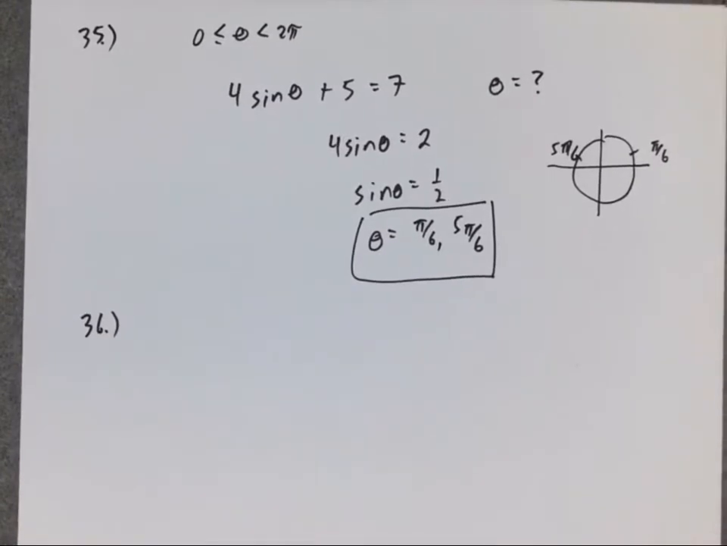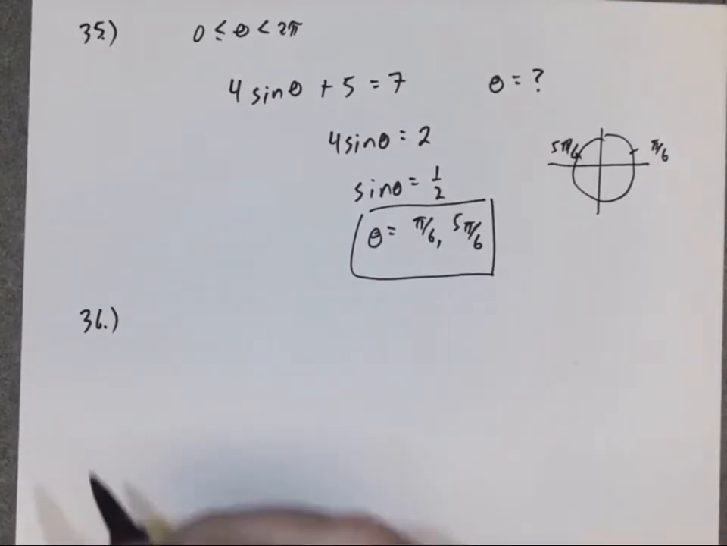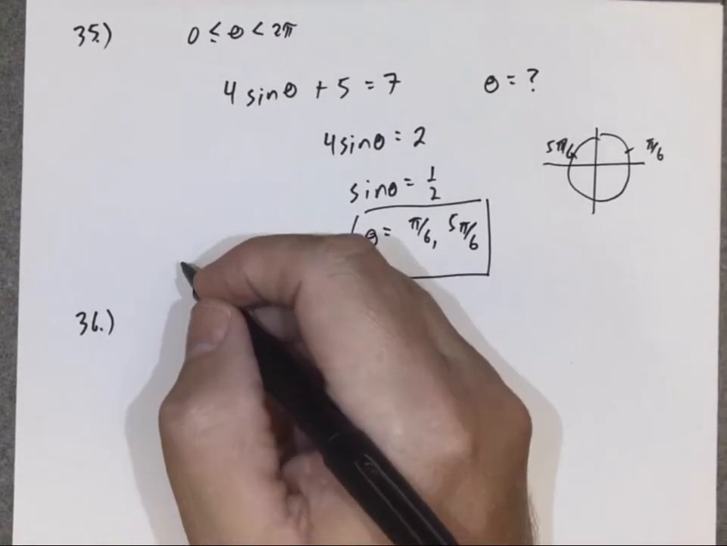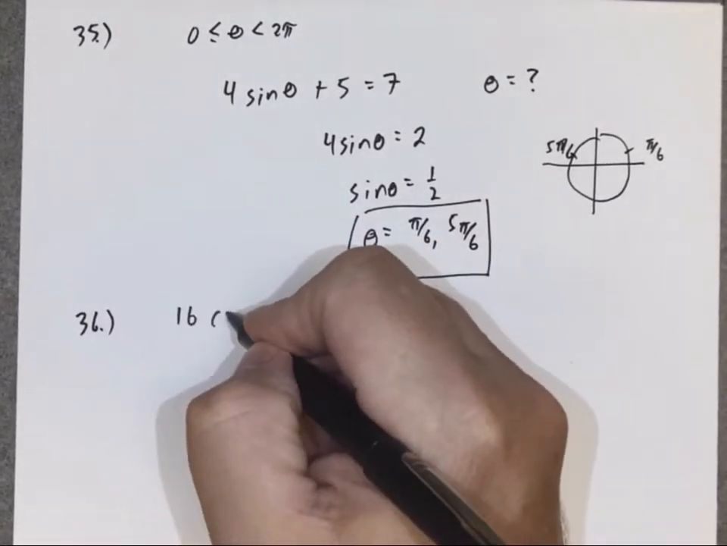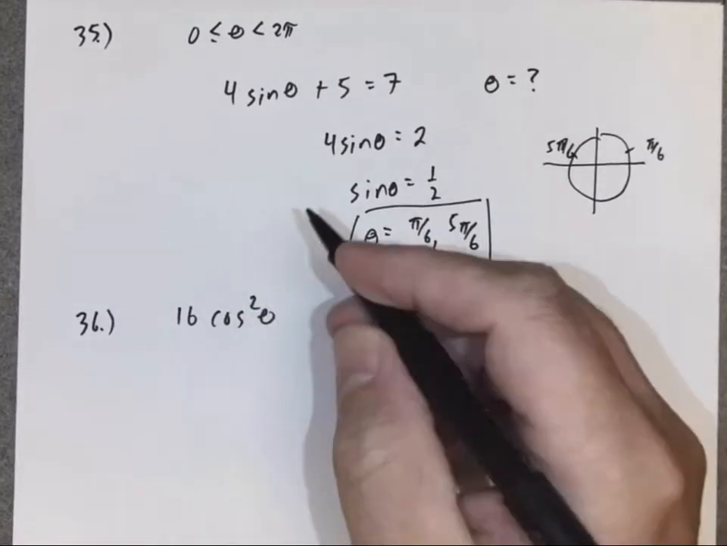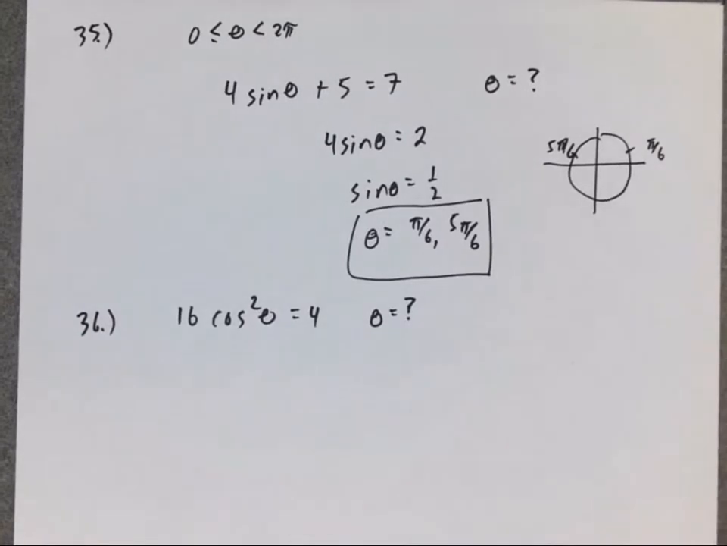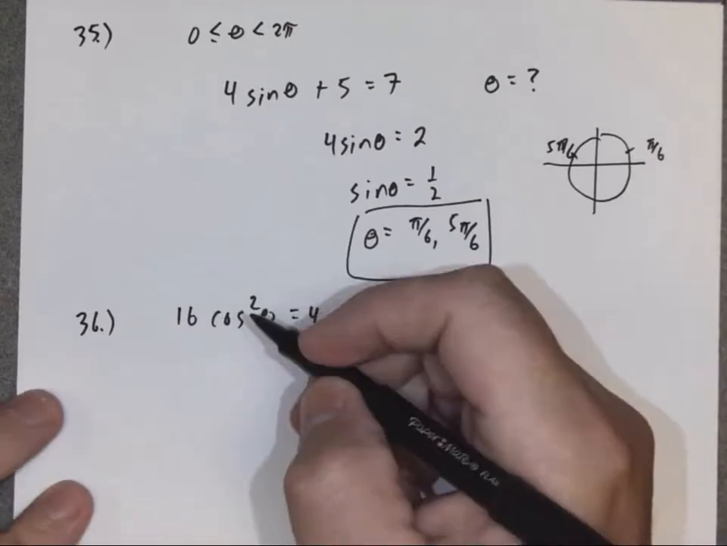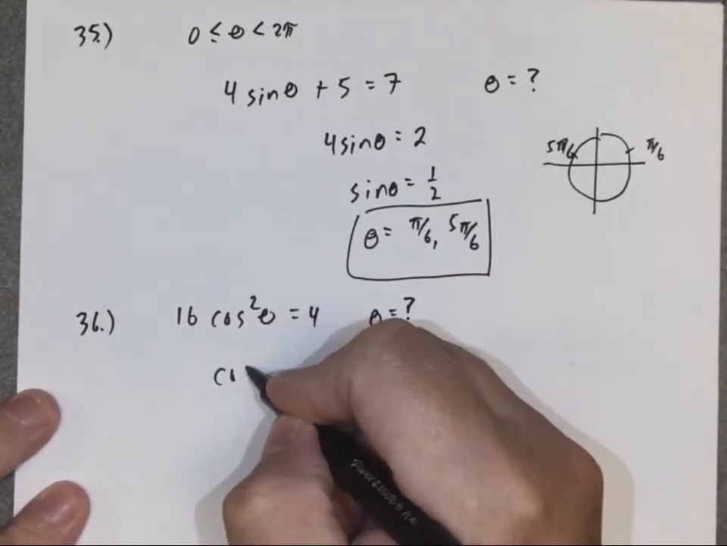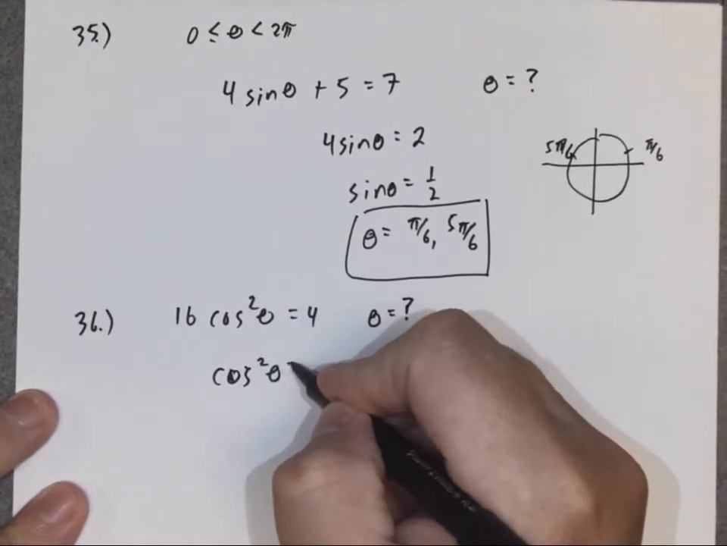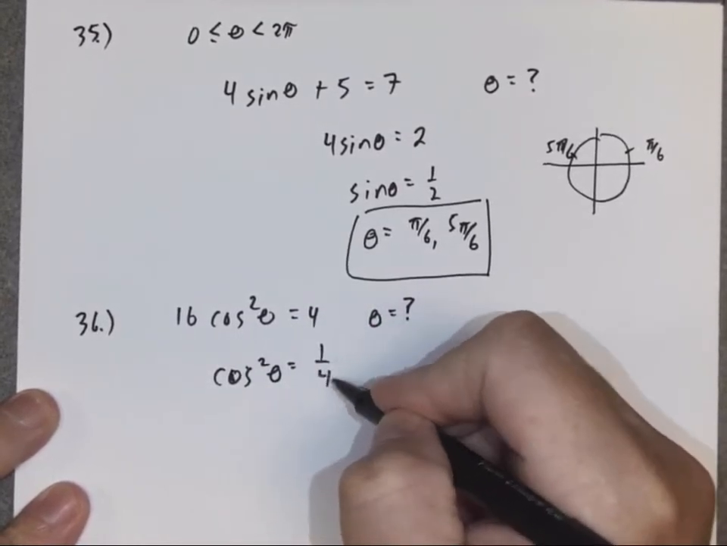36 is somewhat similar. Once again, they say solve for theta between 0 and 2 pi. So we're trying to solve for theta. Once again, 2-step process. Let's get the trig function by itself on one side, and then after that, we can solve for theta. So I divide both sides by 16. 4 over 16 is 1/4.